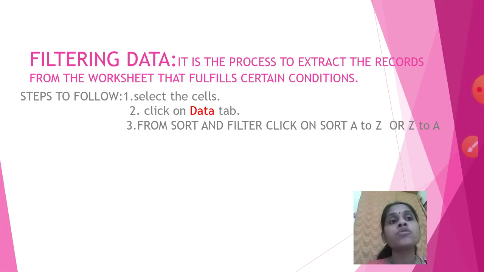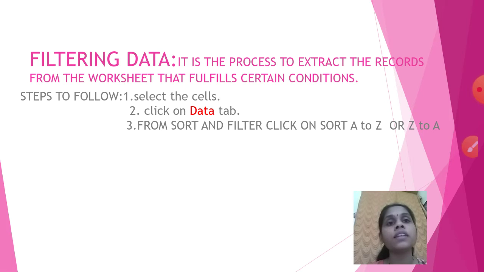Filtering is the process to extract the records from the worksheet, meaning whichever important parts you need, you filter them out. Like when you filter water, the dust is kept in the filter and only good, filtered water comes out. The same way, whatever things you want to filter, only those things will be there, and the other things will be hidden, not deleted. It will show only the portion you want. Got it?